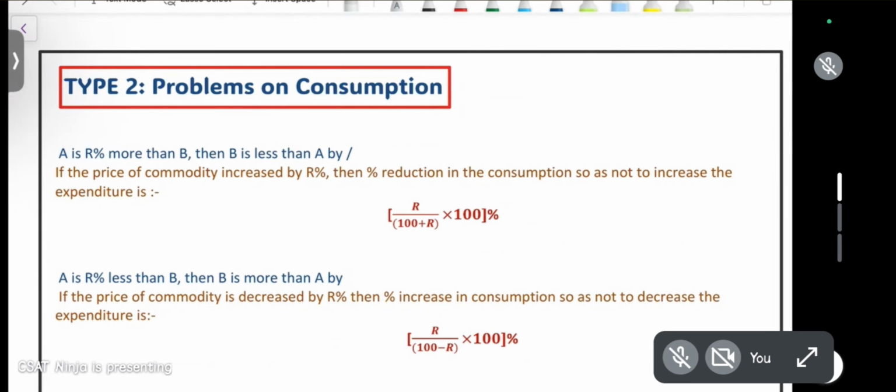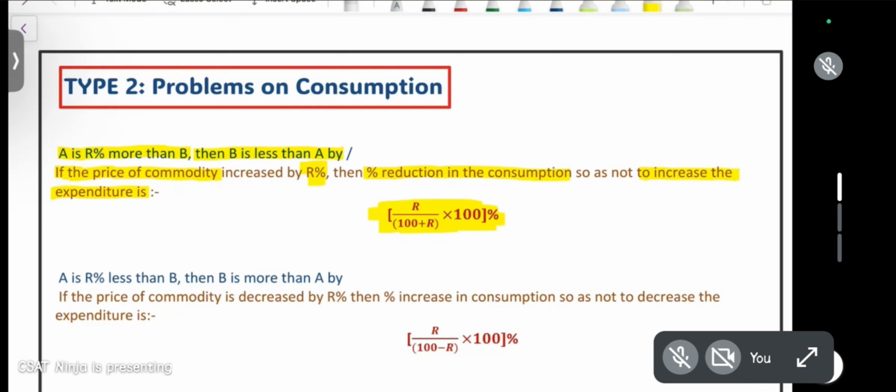So now type number 2 is this: problems on consumption. I'm giving you two statements here. A is R% more than P, then P is less than A by. If this question is asked, then we can use this formula. Or the other way is this: if the price of a commodity is increased by R%, then reduction in consumption so as not to increase the expenditure. When we come across this type of question, we use this formula.